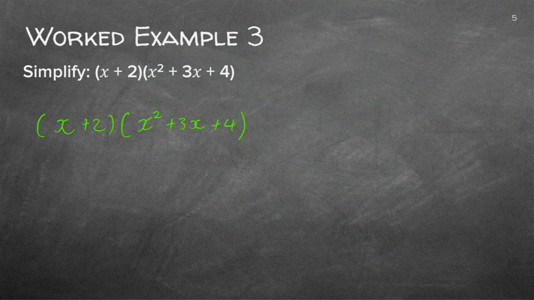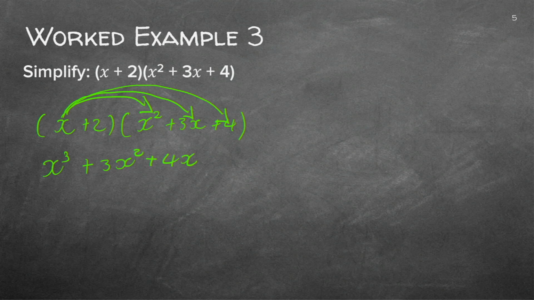So what I have to do is multiply the first term with the first term of the other bracket. This is going to be x to the power of 3. You multiply x again with 3x, you are going to have 3x to the power of 2. And you multiply x with 4 also. This is going to be a plus 4x.